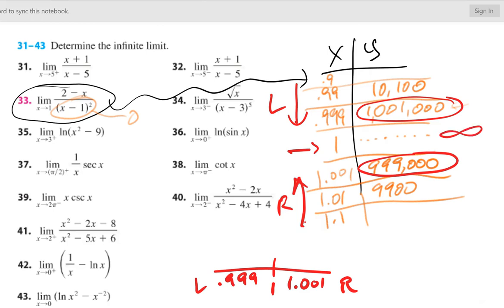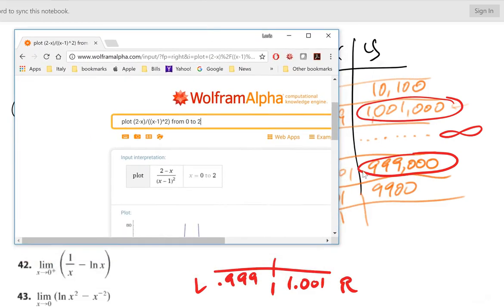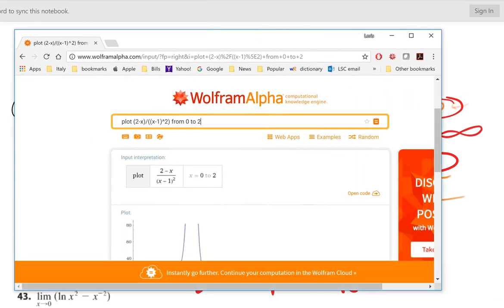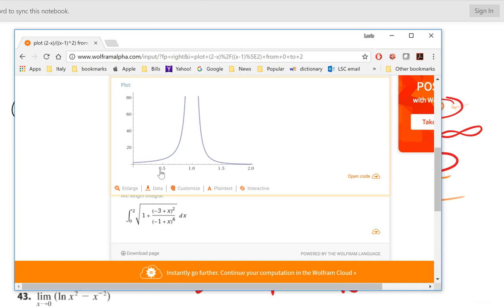Now you can verify this by graphing it. So I'm going to pull in Wolfram Alpha here to help us out, and I'll show you that the graph verifies this for us. What I've done is I've plotted it from 0 to 2, just from 0 to 2. And it's apparent that at 1 there's an asymptote going off to infinity on both sides.